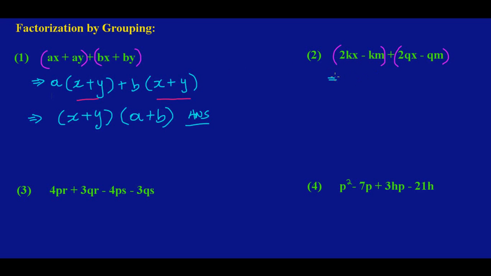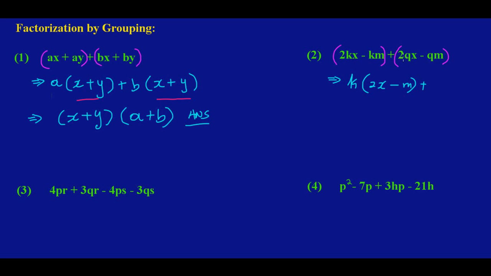So this implies that k is common to both, so I'm going to take out my k, have a k there and a k there. Then I'm going to open my bracket and say k into 2kx. Well, k will cancel k, so I'm left with 2x. And I'm saying k into negative km, and this is a positive k I have here. So when a positive k goes into a negative km, it will leave us with a negative m, because k will cancel k. I have a positive sign there.